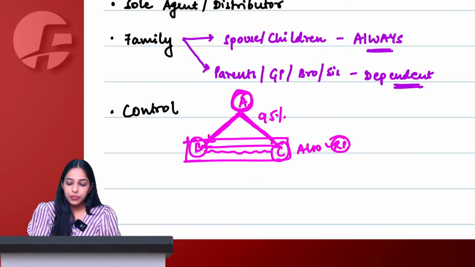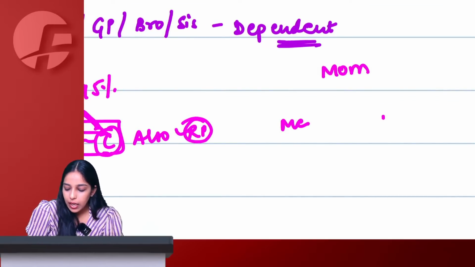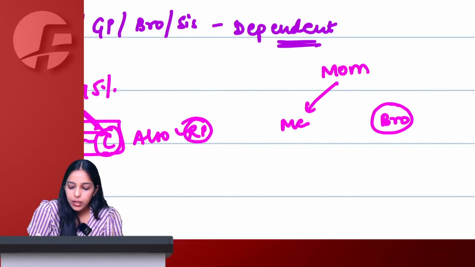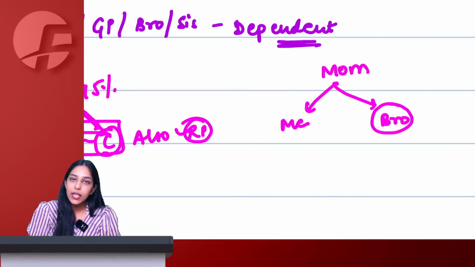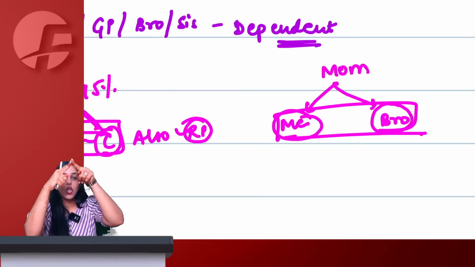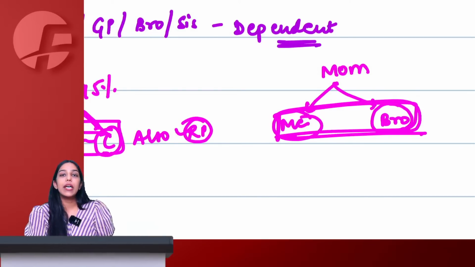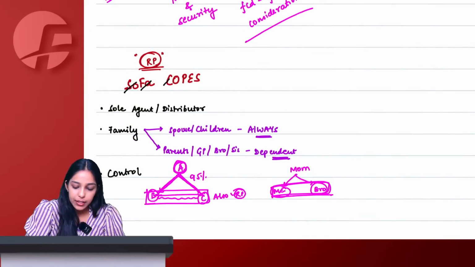Say yes or no. Let us say this is mom, this is me, and this is my brother. So my mom controls me, yes, therefore we are related. Mom controls brother, yes, therefore they are also related. But me and brother, being two people controlled by a common person, which is our mom, we both also become related person under GST. Right, ma'am.